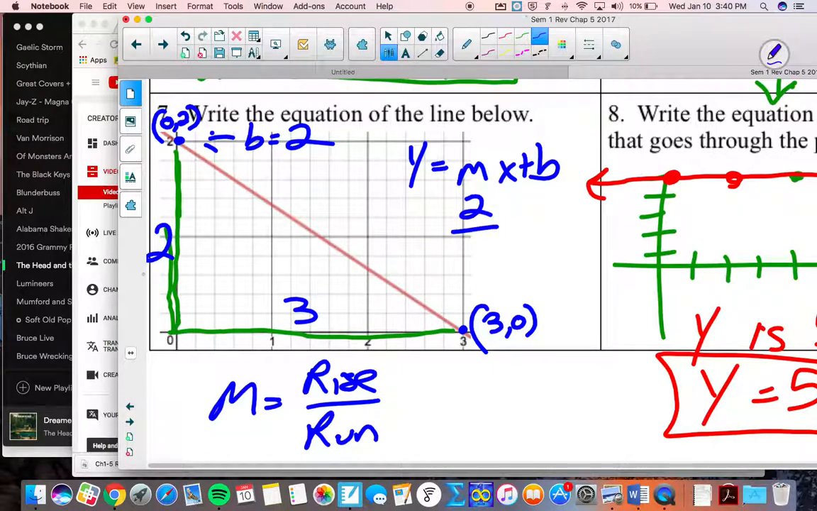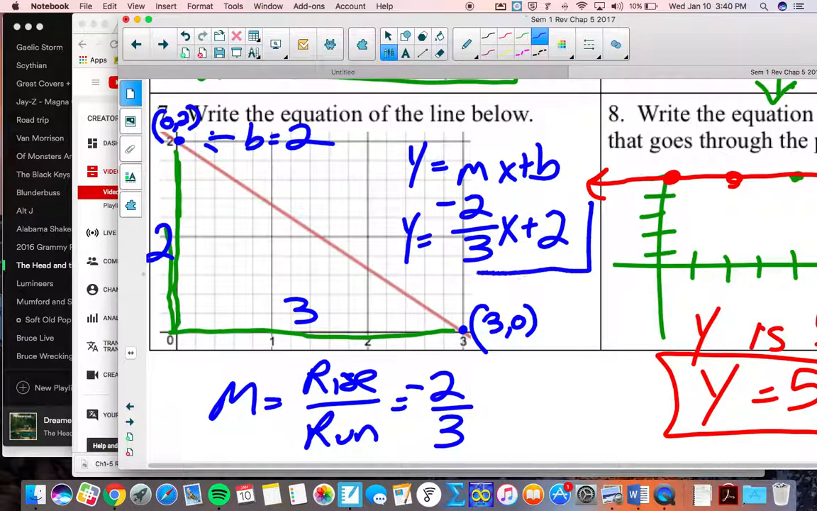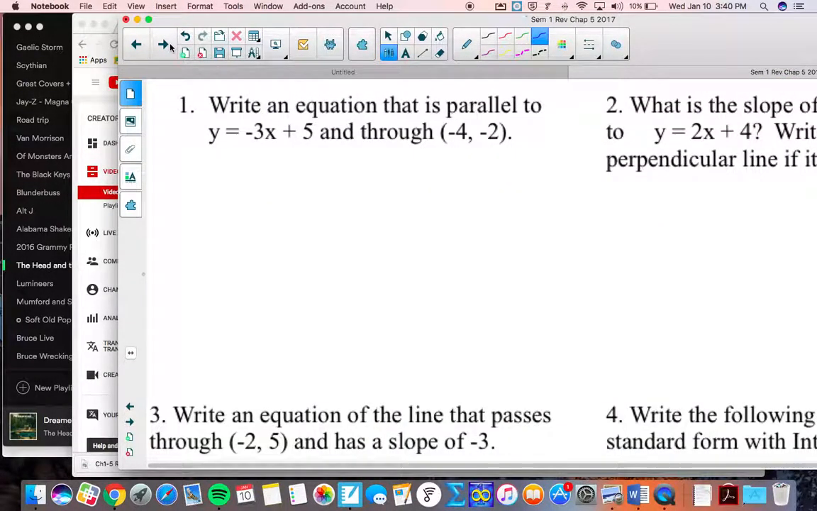Now careful here. It's got to be a 2, because that's the rise, on top of the run, which is 3. However, notice that as we move from left to right, we're actually dropping. This red line is a negatively sloped line, and our slope needs to be a negative value. So put a negative out in front. So y equals negative 2/3. Take that slope, multiply it by x, and then add your y-intercept, which is 2. Boom. There we go.